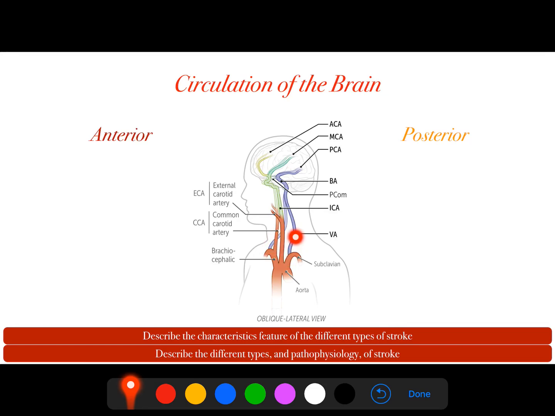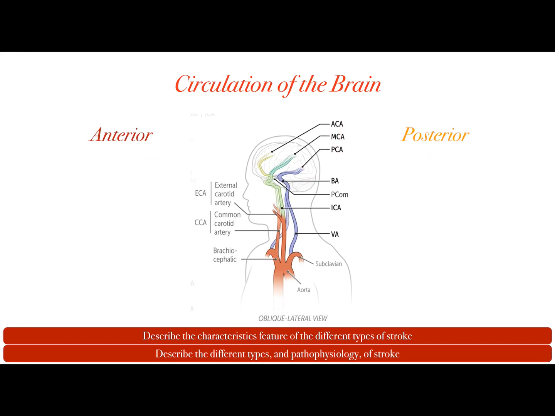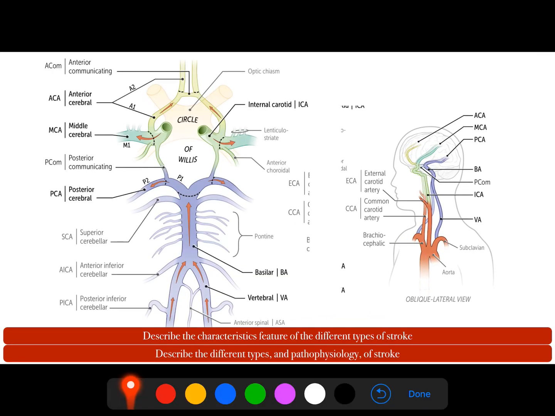So the subclavians, vertebrals, form the basilar at the pontomedullary junction, run on the base of the pons, the basilar pons, and give us the posterior cerebral artery. So anterior circulation is ACA, MCA, and posterior is PCA. Now then, where does that leave us? The circle of Willis is just something you need to know. You need to be able to tell me all of these branches.